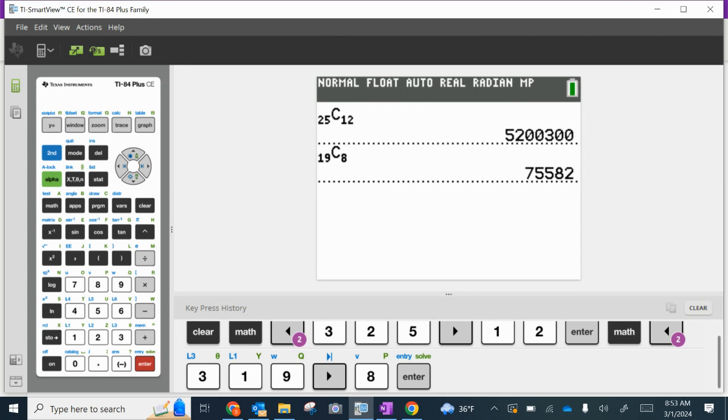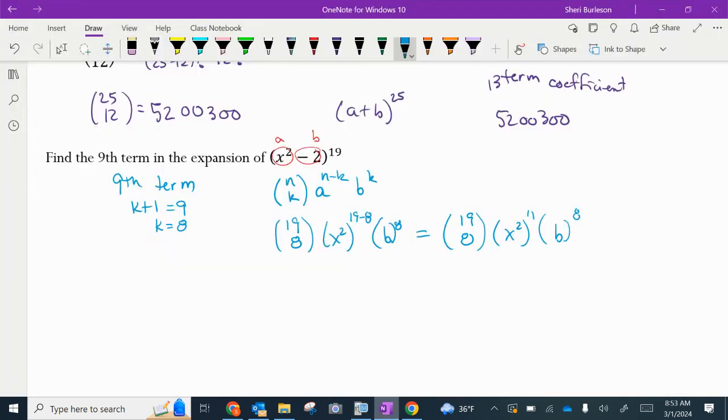Now what we got? 75582. So my coefficient is 75582. X to the, oops, not B. I forgot to put the 2 in here. Oh my gosh. 2 to the 8th. You guys let me do that. 2 to the 8th, negative 2 to the 8th. I caught it. Somebody whispered it, but I'm deaf and I didn't hear it. Negative 2 to the 8th.